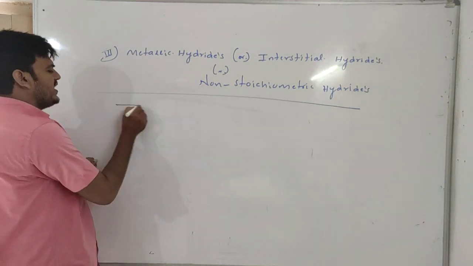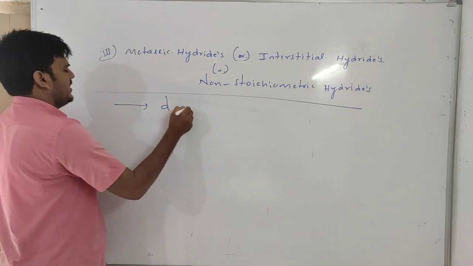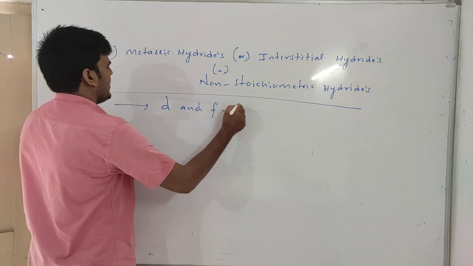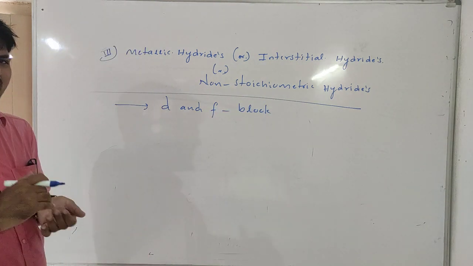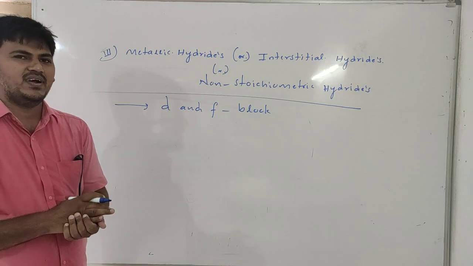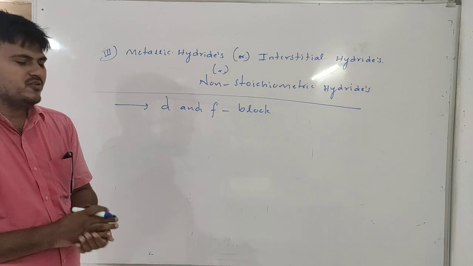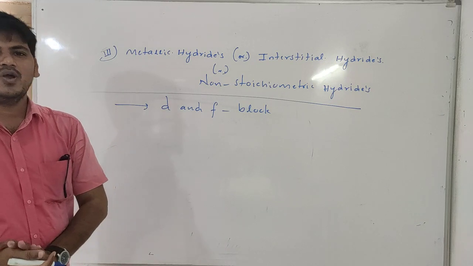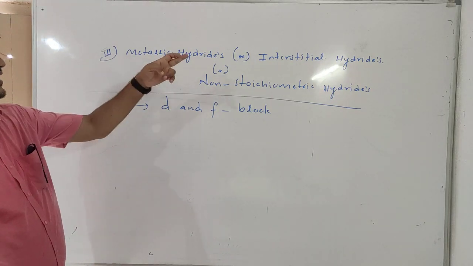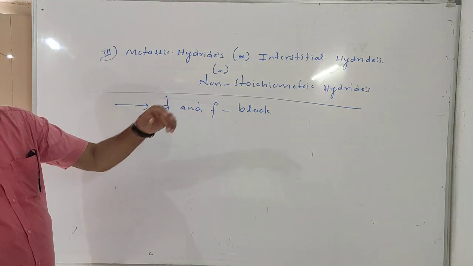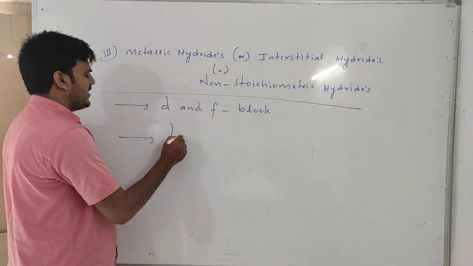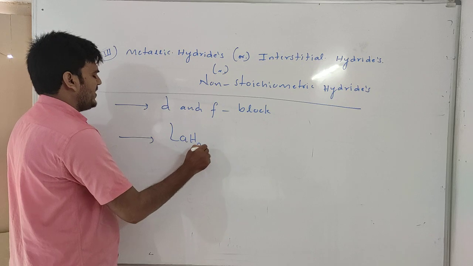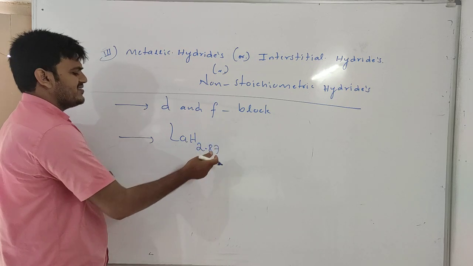So many d block and f block elements, that means transition and inner transition metals, 3d, 4d, 5d, 6d, 4f and 5f, form metallic hydrides, or interstitial hydrides, or non-stoichiometric hydrides. So the best example of metallic hydrides: lanthanum hydride, formula LaH2.87, non-stoichiometric 2.87.